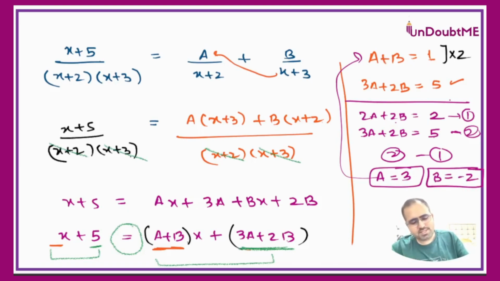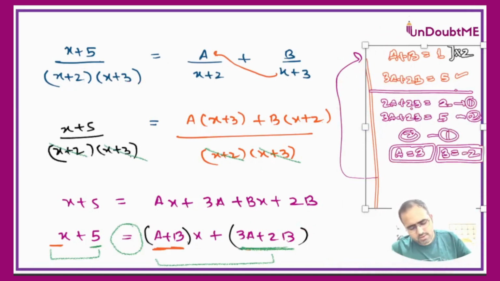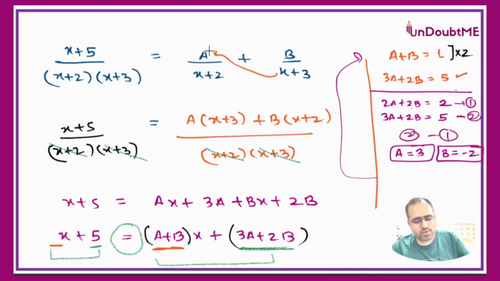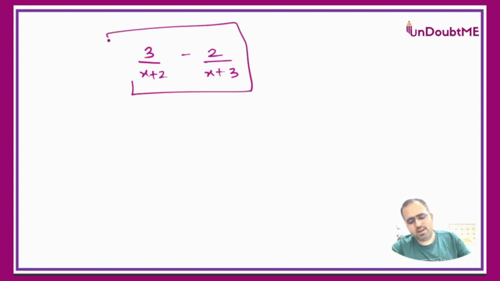Till here, we are done with the a and b values, but we still have to move forward and write the values of a and b over here, because my final answer will be: a is 3, so I'll write 3 over x plus 2, and b is minus 2, so I'll write minus 2 over x plus 3. So this is the final answer and this we call partial fraction.